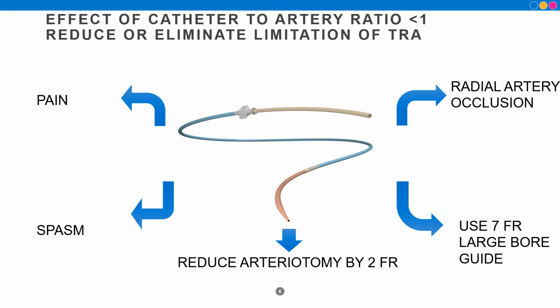spasm, radial artery occlusion, and even be able to use a 7 French guide catheter with the 7 French Railway Sheathless Access system, because the outer diameter of that system would be the same as a 5 French sheath. So by essentially reducing arteriotomy by 2 French by using the sheathless access system, I can really limit, or keep the limitation of the radial artery access minimal.